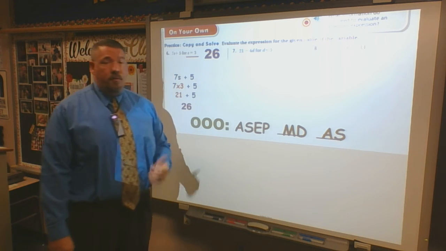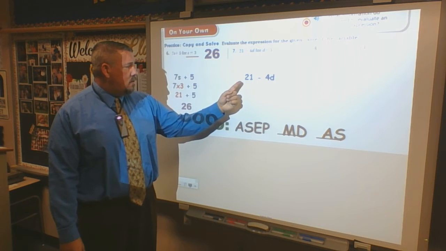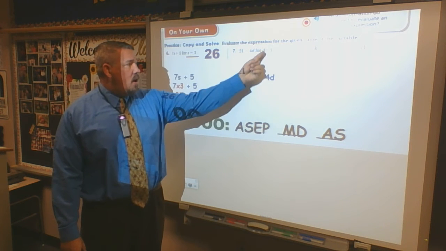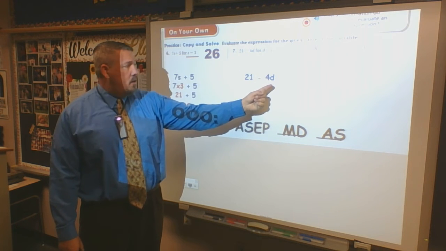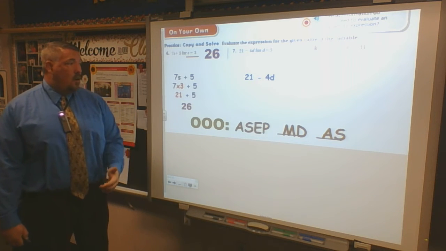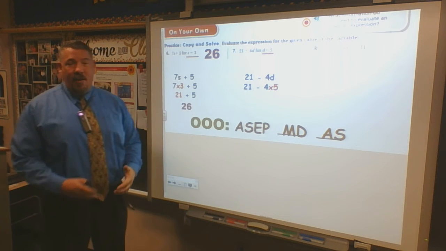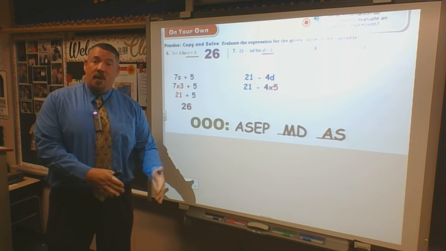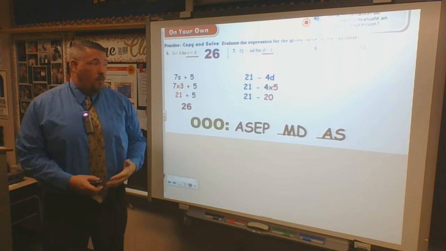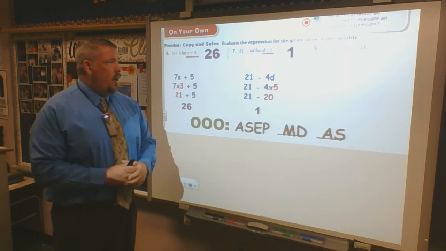All right, so for 7, first step, write down my expression. Notice that I have a constant and another term, which is a coefficient and a variable. I'm going to substitute for my variable. So it tells me that d is equal to 5. So I'm going to show 21 minus 4 times, and it tells me that d is 5. So 21 minus 4 times 5 tells me 4 times 5 has to be done according to my order of operations. 4 times 5 is 20. So I'm left with 21 minus 20. Well, that's just 1.